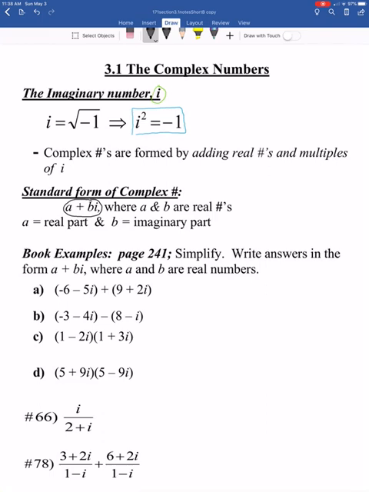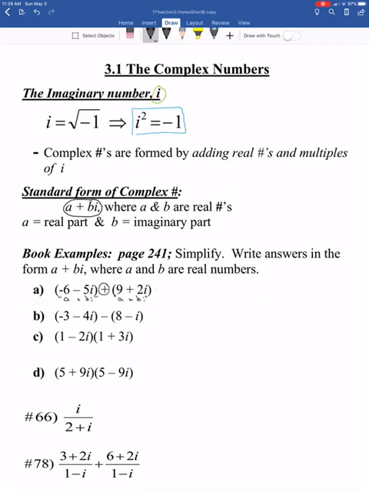So let's take a look at some examples here. It says to simplify, write your answers in the form of a plus bi, where a and b are real numbers. So let's start off by looking at adding two complex numbers. You can see in this example, we've got two numbers in standard form. They're complex numbers, both of the form a plus b times i. So we want to add these together.